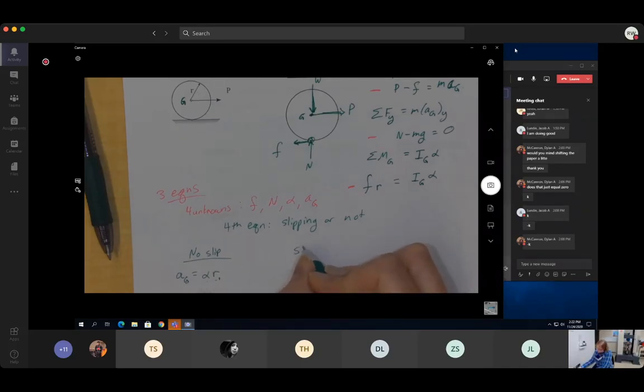Otherwise, if we have slipping, we can use our friction equation. So if it's slipping, we know it has to be kinetic friction. And so we use mu sub k times N to get our other equation. Okay. Questions at this point?